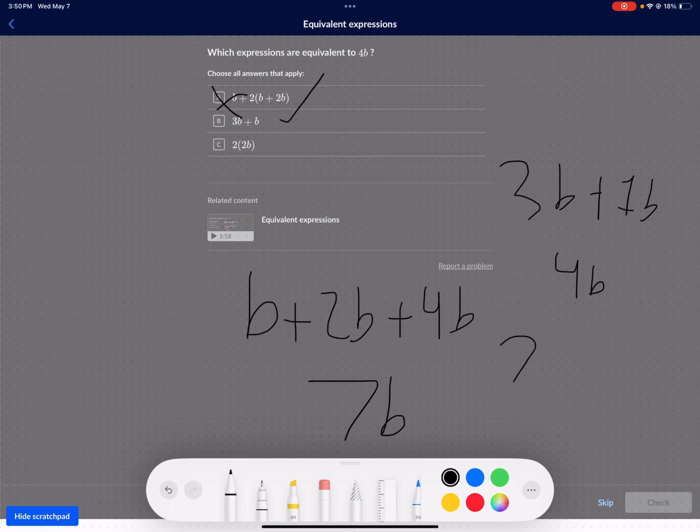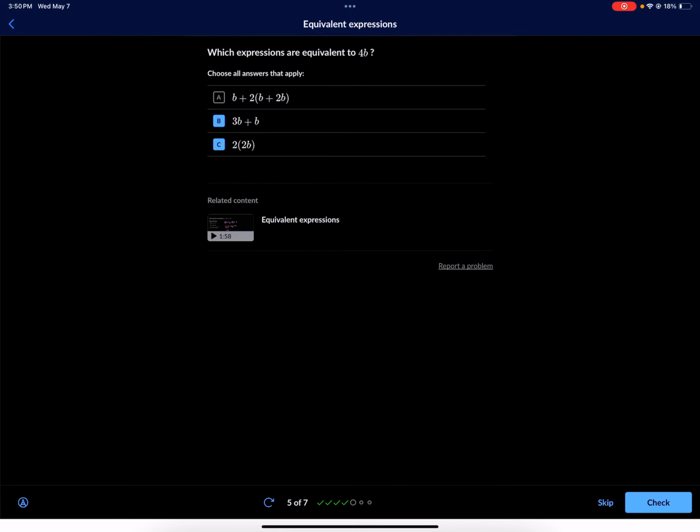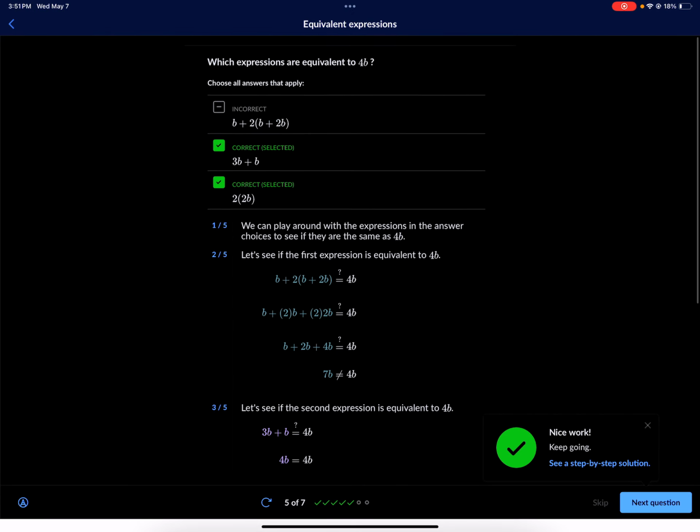And then 2 times 2b is equal to 4b, because 2 times 2 is 4. So it is C as well. So B and C. If you got that right, good job.